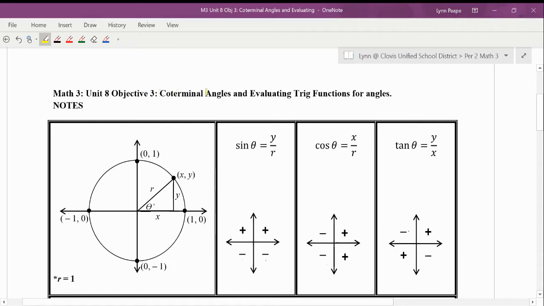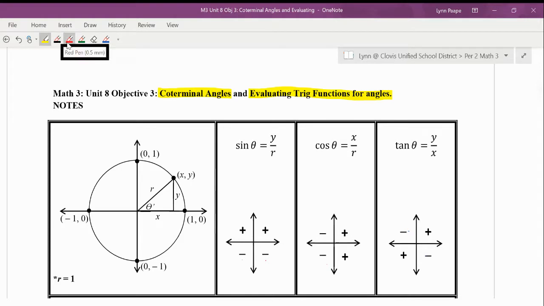This is going to require you to really make sure you have quite a few things memorized. Additionally, you're going to want to have your notes out from the previous lessons to make sure we're keeping track of things. So we're going to start with the evaluating, and then I'm going to come back and hit that coterminal. We're going to work on that evaluating piece first, and then I will come back for coterminal.